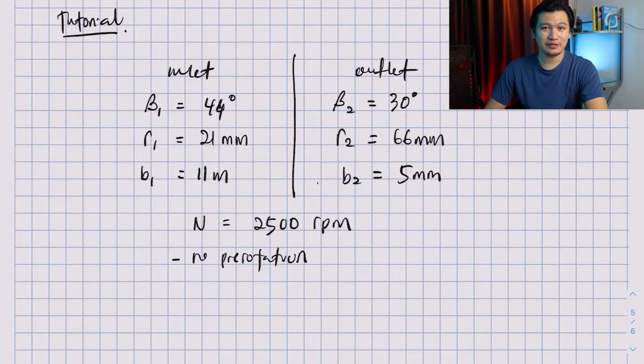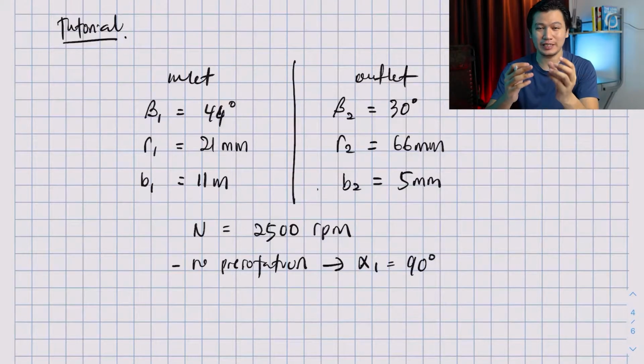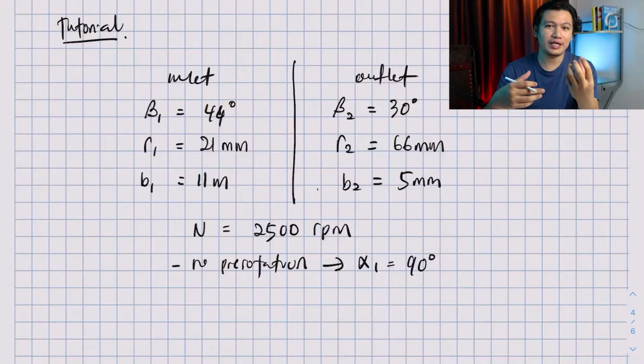The meaning of pre-rotation or no pre-rotation is that at inlet, the absolute flow angle is 90 degrees. You will see this when we draw the velocity triangle later. Now, what does the question want? Because the question gave you many inputs, many values, usually the question will also expect you to produce many calculations or many outputs.